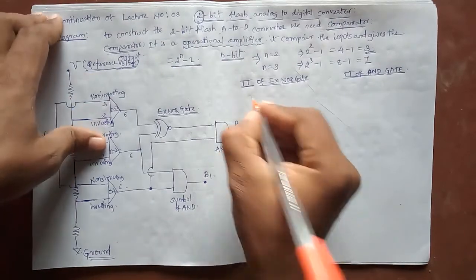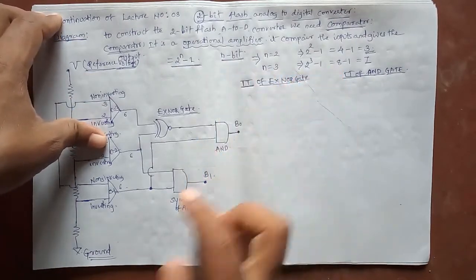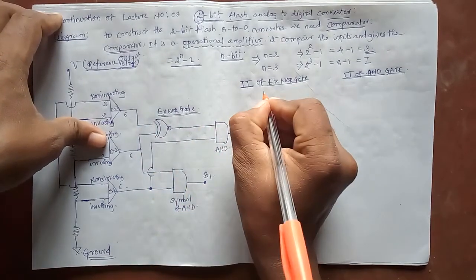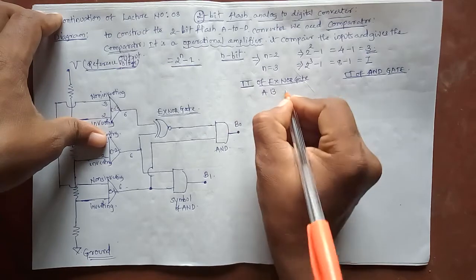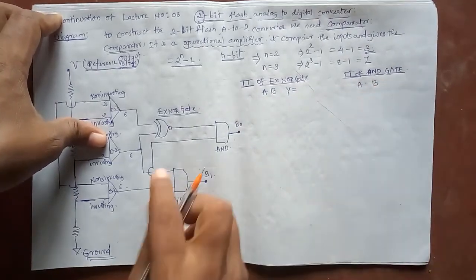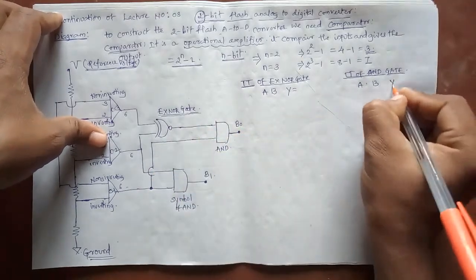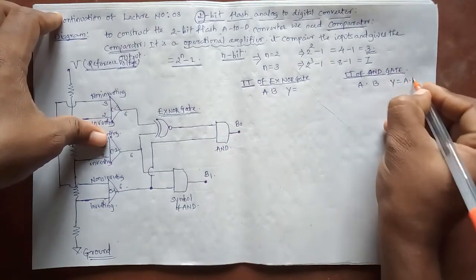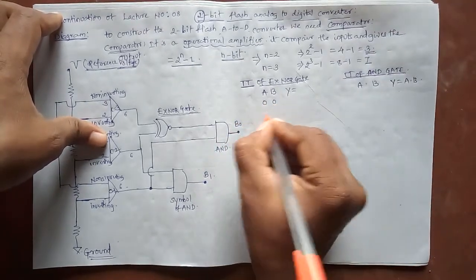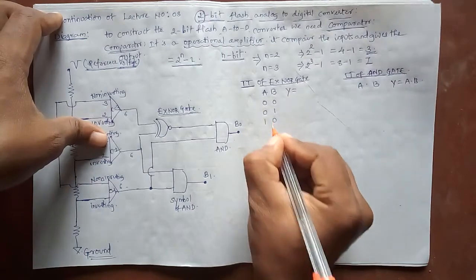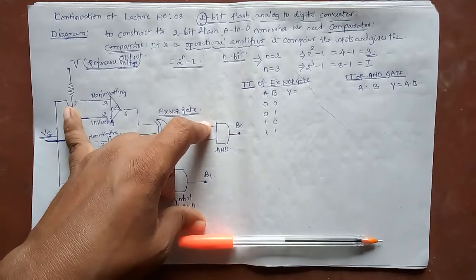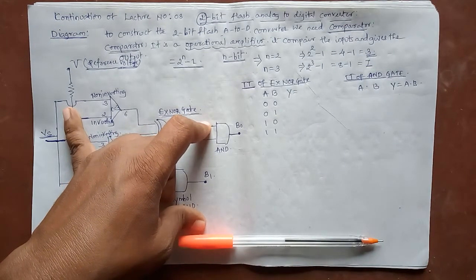Here we have two inputs only. For example, A and B are the two inputs, Y is the output. Here also A and B are the two inputs, and Y is the output. This is A into B. Here we have the input combinations 0 0, 0 1, 1 0, 1 1. At this situation, I simply define the XNOR gate.